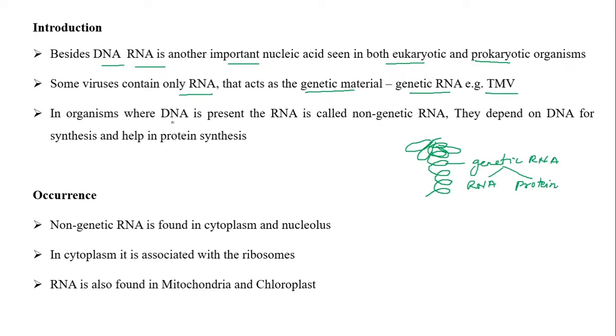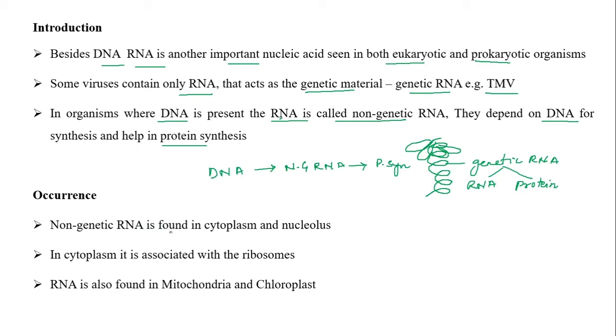In some organisms where DNA is present, there the RNA is called the non-genetic RNA. They depend on the DNA for the synthesis and help in protein synthesis. That means the non-genetic RNA is formed from the DNA. This is non-genetic RNA which is synthesized from the DNA, which in turn helps in protein synthesis.